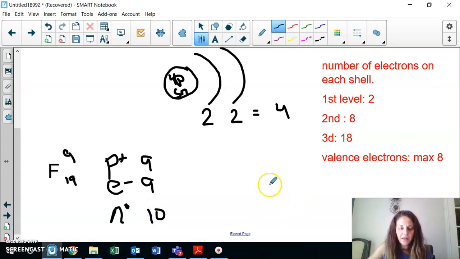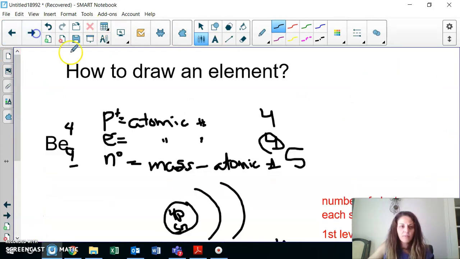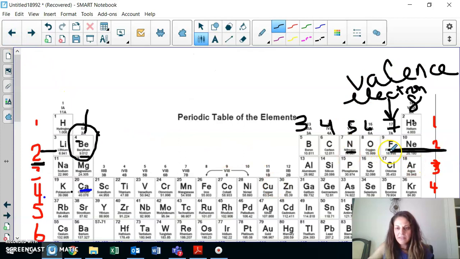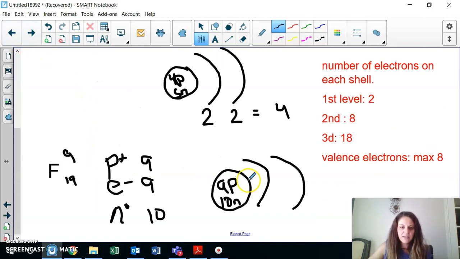All right, now I'll draw my nucleus. My nucleus has 9 protons. It has 10 neutrons. How many shells do I draw? Fluorine is on period number 2. So I'm going to draw 2 shells. Fluorine is on family number 7. So it's going to have 7 valence electrons.